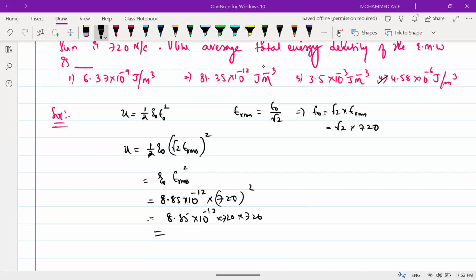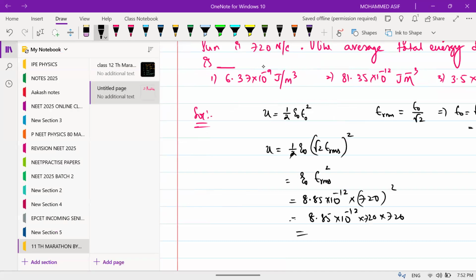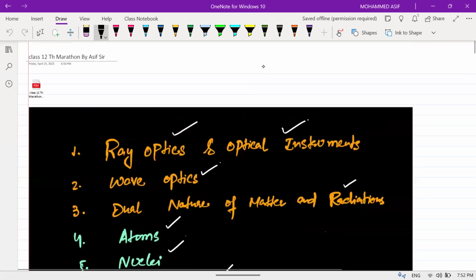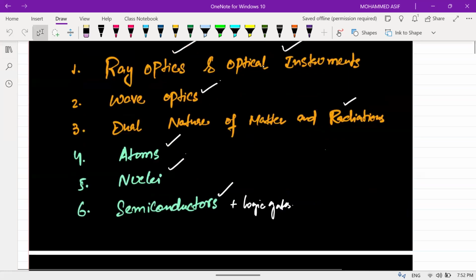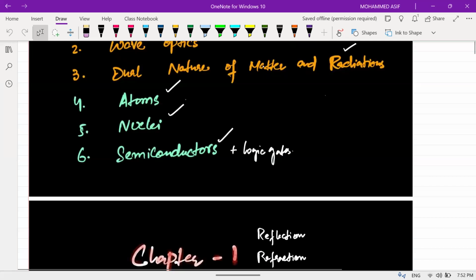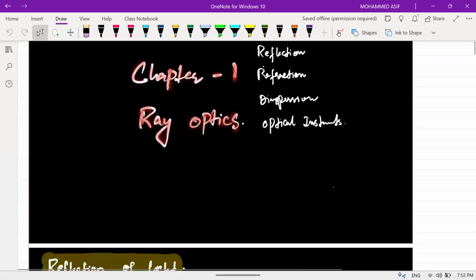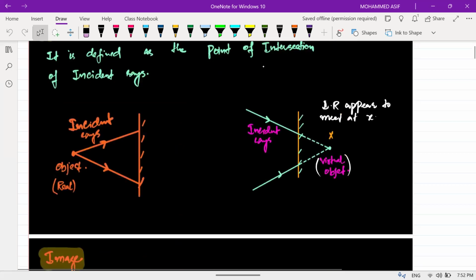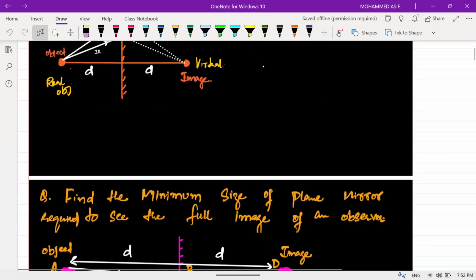I can revise the complete expected chapters better. Like for 12th class, I'm planning to revise all these chapters in one stage: ray optics and optical instruments, wave optics, dual nature of matter, atoms, nuclei, and semiconductors. I'm planning to completely revise all the formulas and some quality questions on these. If you are interested, I'll quickly revise all these questions once.